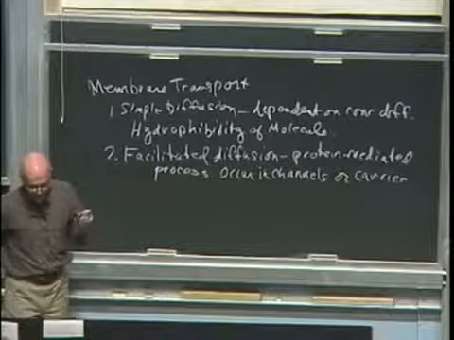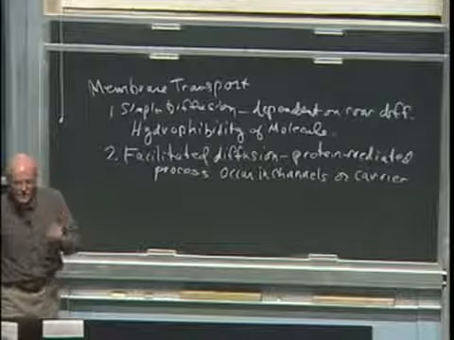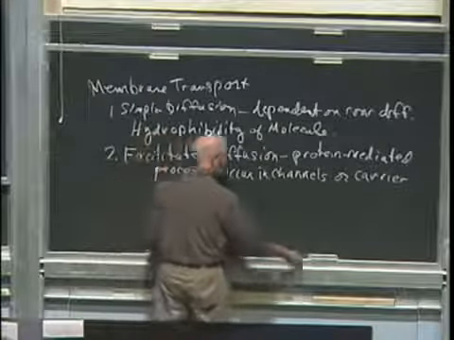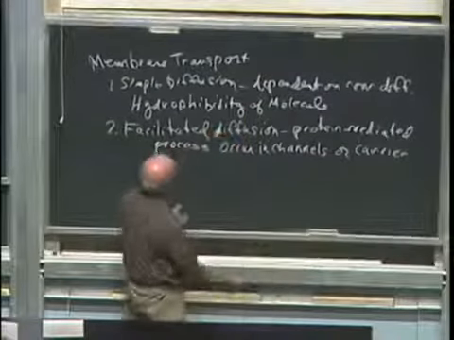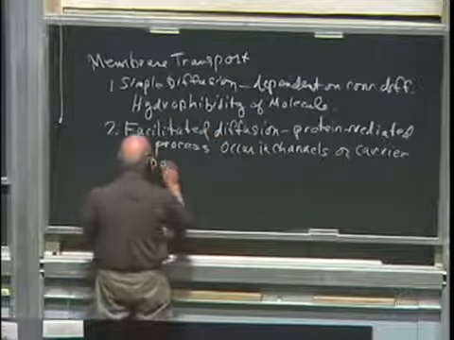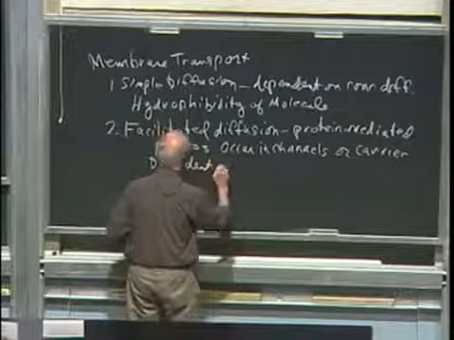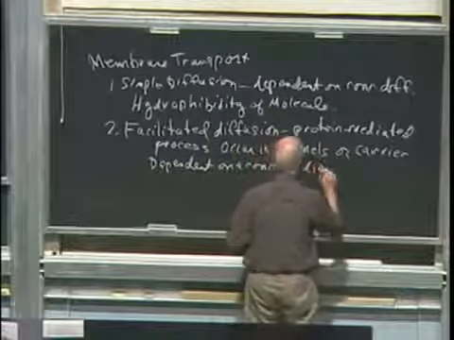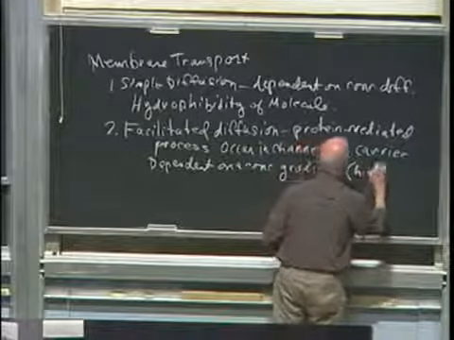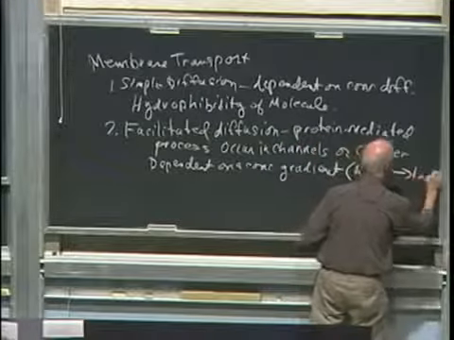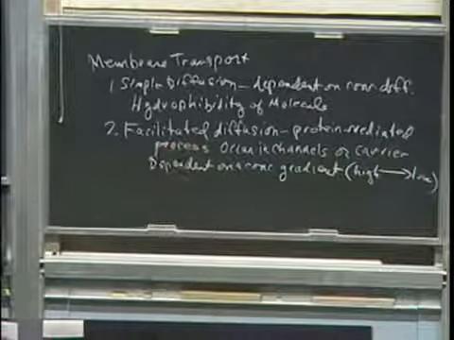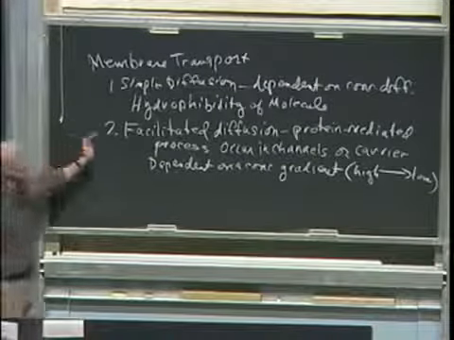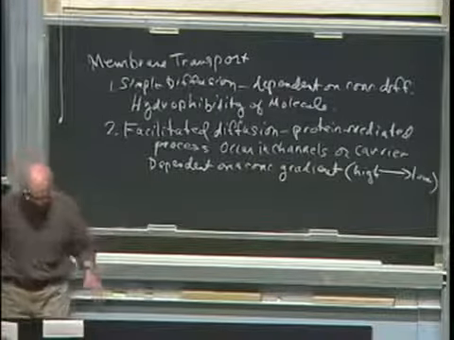Facilitated diffusion occurs in the same direction as the concentration gradient. So a facilitated diffusion is dependent on a concentration gradient, and that means you can move molecules from high to low only. So in that sense, it's a diffusion. It is a diffusion process. Diffusion is high to low without a protein. Facilitated diffusion is high to low, but proteins are involved.